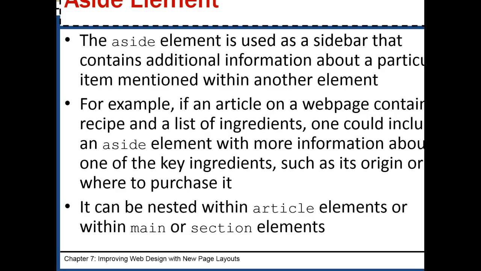So let's look at some examples here. Let's think about an article on a web page that can contain maybe a recipe and a list of some of the ingredients. You could include an aside element with more information about the key ingredients, such as the origin or maybe where you purchased it and so on. So it can also be nested within article elements or within the main or basically this section element as well.